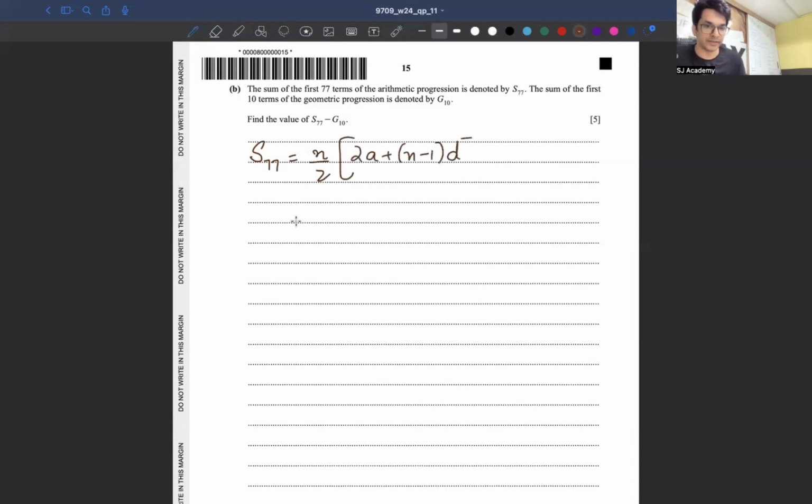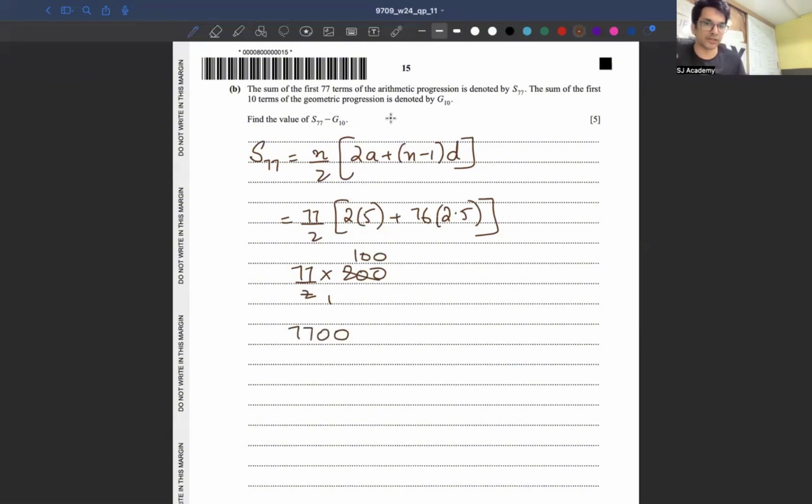So n is 77, so this will become 77 upon 2 into 2 times 5 plus n minus 1, so that is 76 into 2.5. Substituting these values in the calculator, 76 into 2.5 is 190, plus 10, that will become 200 into 77 upon 2. So that will become 7700.